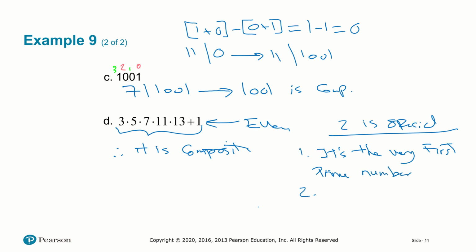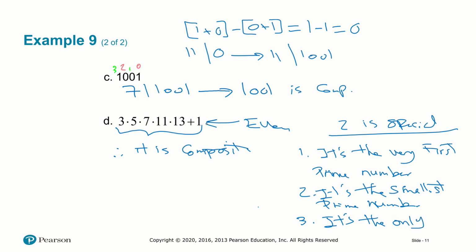That's one fact. Another fact, well, that makes it also the smallest prime number. Finally, think about what else is special about 2, right? It's the only even prime number. There's no other even prime number.